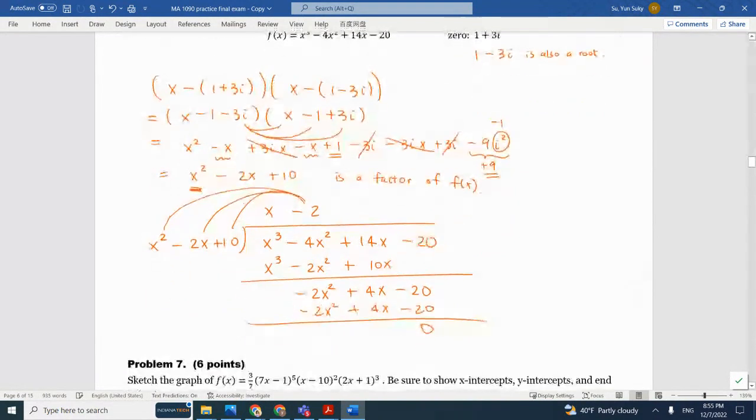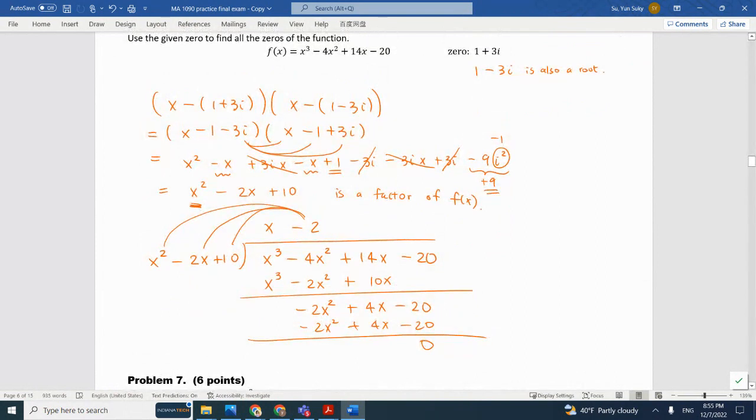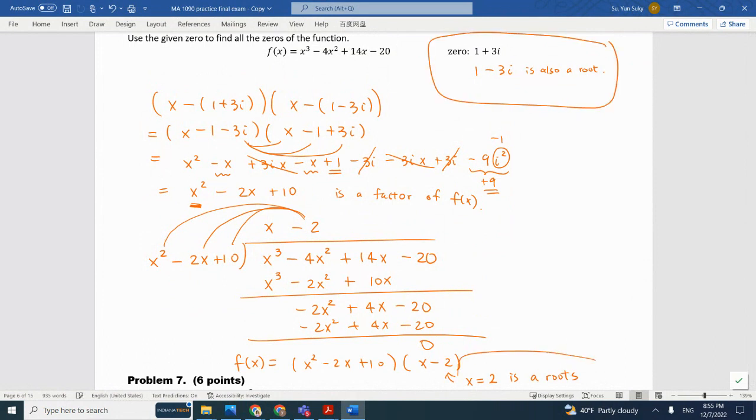You see? The remainder is 0. That should be the case, right? Therefore, f of x is x squared minus 2x plus 10, and then times x minus 2. So the remaining 0 is x equals 2 is a root. So we find all three roots. They are 1 plus 3i, 1 minus 3i, and 2.